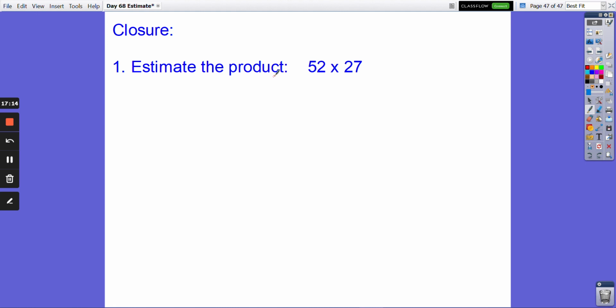Okay, so go ahead, let's estimate the product here. 52 and 27. Ooh, 52, that's close to 50. 27, ooh, that's close to 30. Ooh, I learned how to do this yesterday in our math class. Put 2 zeros behind it. Ooh, 1,500 is a good estimation for these numbers.